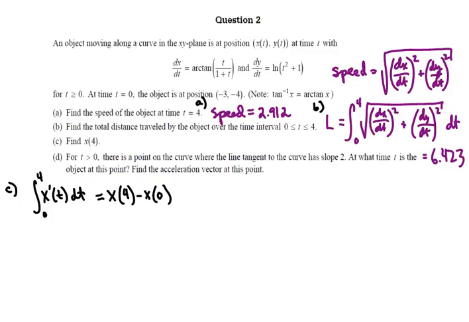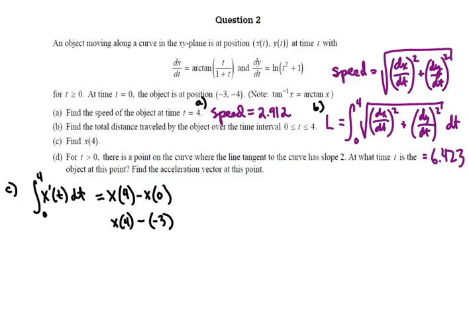Now, this is just the fundamental theorem of calculus, and since this is a calculator problem, we can calculate the left side of that equation, and we know what x of 0 is. x of 0 is -3. And then we can solve for x of 4, and we have our answer there.